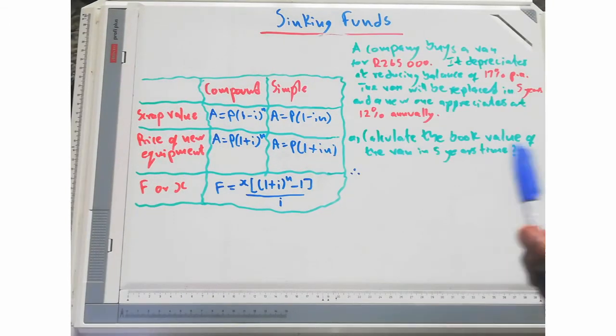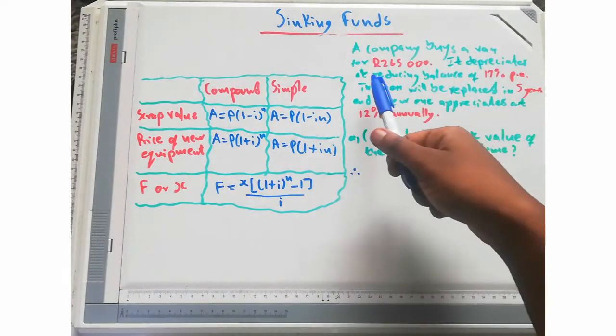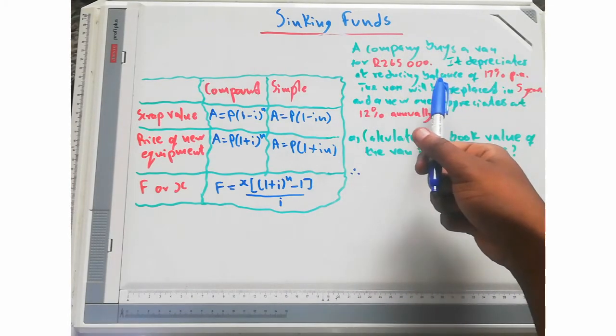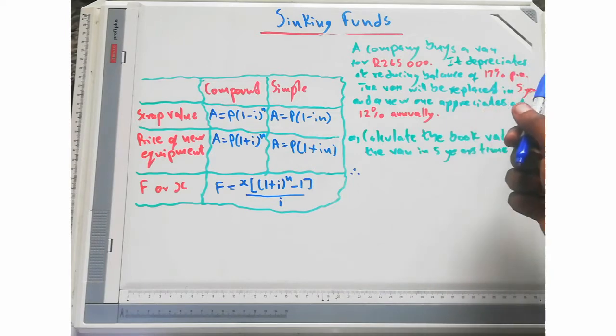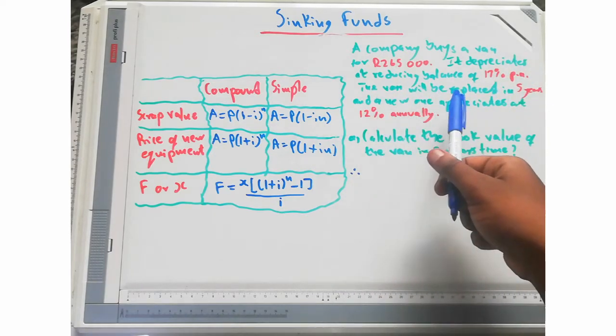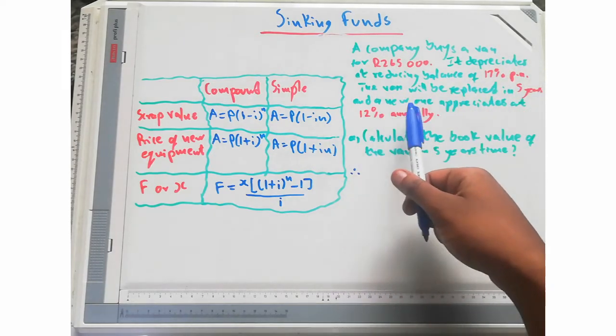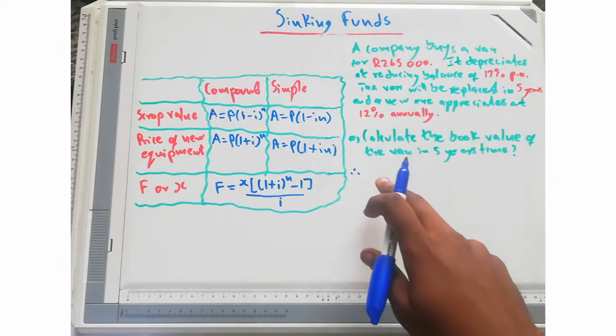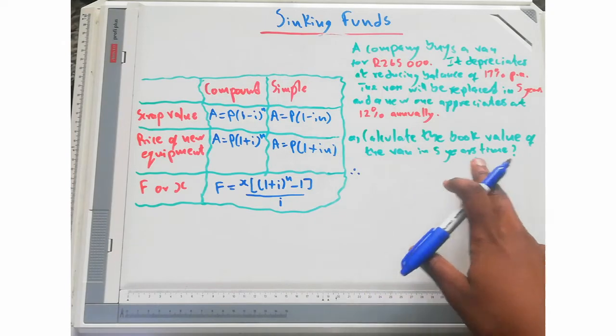The first question says, a company buys a van for 265,000 rands. It depreciates at a reducing balance of 17% per annum. The van will be replaced in 5 years' time and the new van appreciates at 12% per annum. The first question is, calculate the book value of the van in 5 years' time.